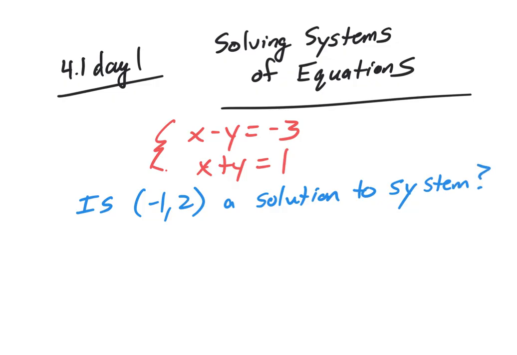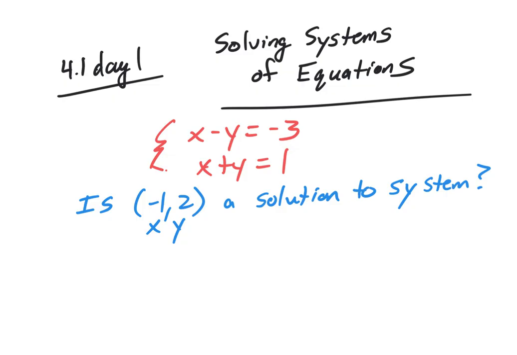And so what we have to end up doing is we have to take that ordered pair, plug it into both equations, and verify if it works. And it has to work for both. It can't just work for one and not the other. So we know that in an ordered pair, this is always x and this is always y. And so we're going to plug it into both.